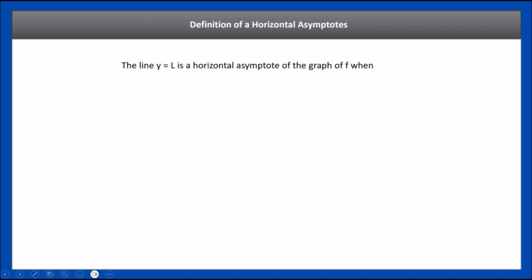So let's go ahead and define what the horizontal asymptote is. It's the line y equals L, where L is a number, L is a constant. And so y equals L is a horizontal asymptote as long as when we take the limit at negative or positive infinity, we get the value L. And that's what is referred to as a horizontal asymptote. As long as the limit at infinity or negative infinity is a value, then that value is taken to be the horizontal asymptote.